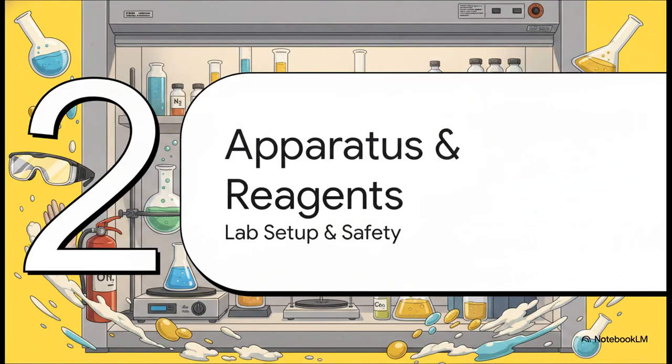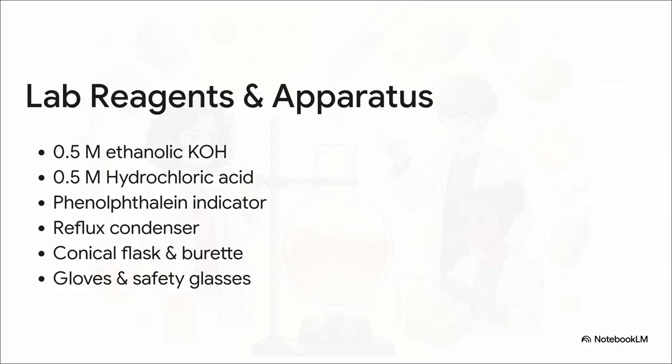Moving right along to Part 2, apparatus, reagents, and safety. Now that we've got the theory down, it's time to set up our virtual laboratory fume hood. Precision really requires the right tools and, of course, strict safety measures. Here's what you're going to need on your bench. For reagents, we're using a 0.5 molar ethanolic potassium hydroxide solution. We use ethanol here, not water, because, well, fats simply don't dissolve in water, and we need everything in a single, happy phase to react properly.